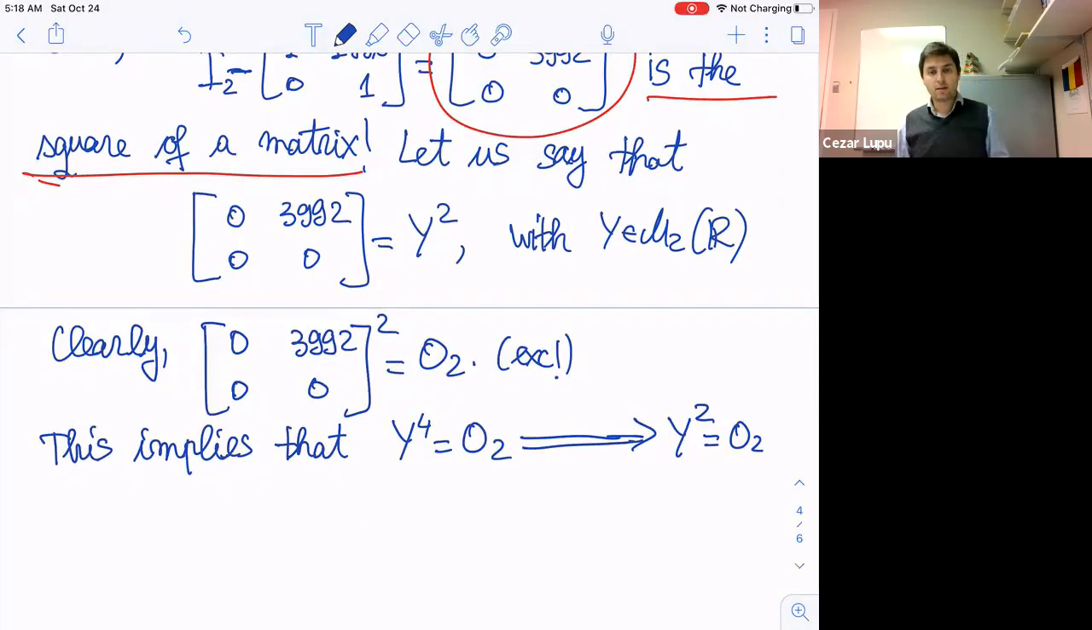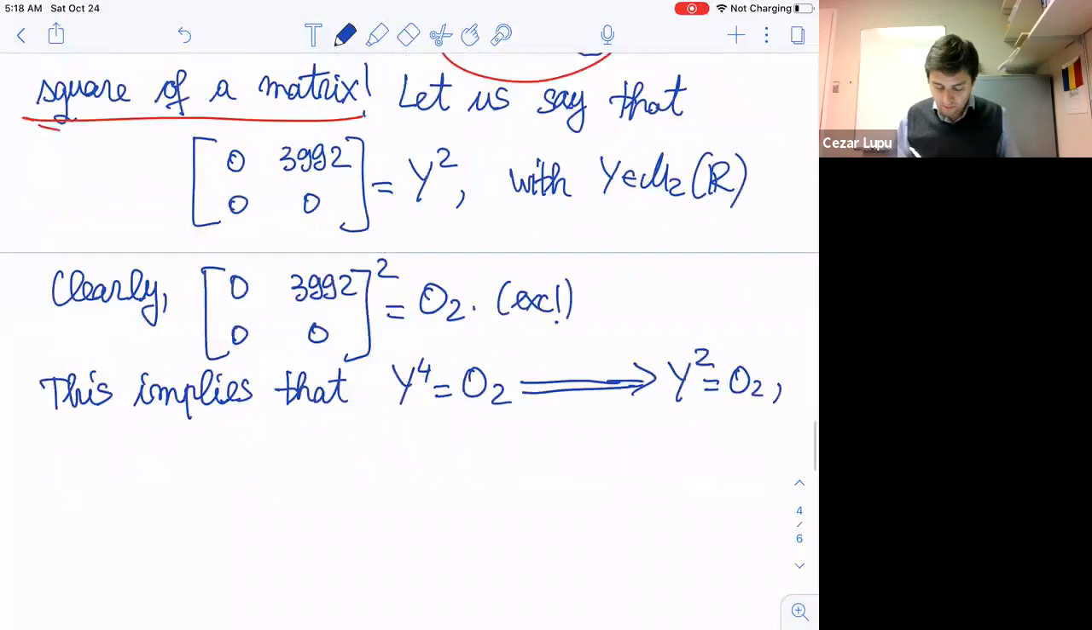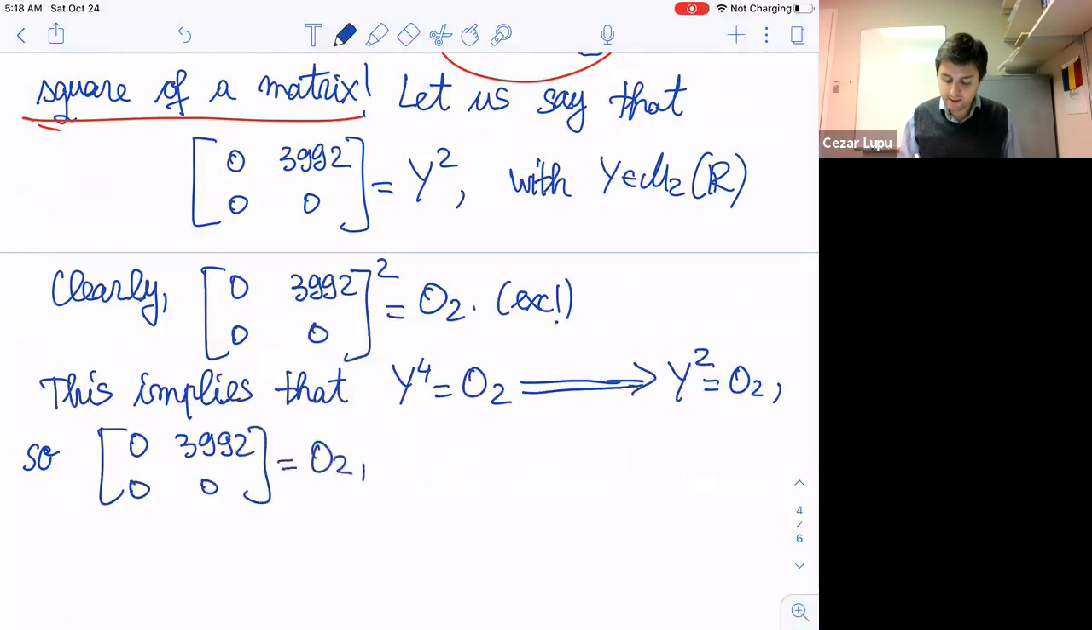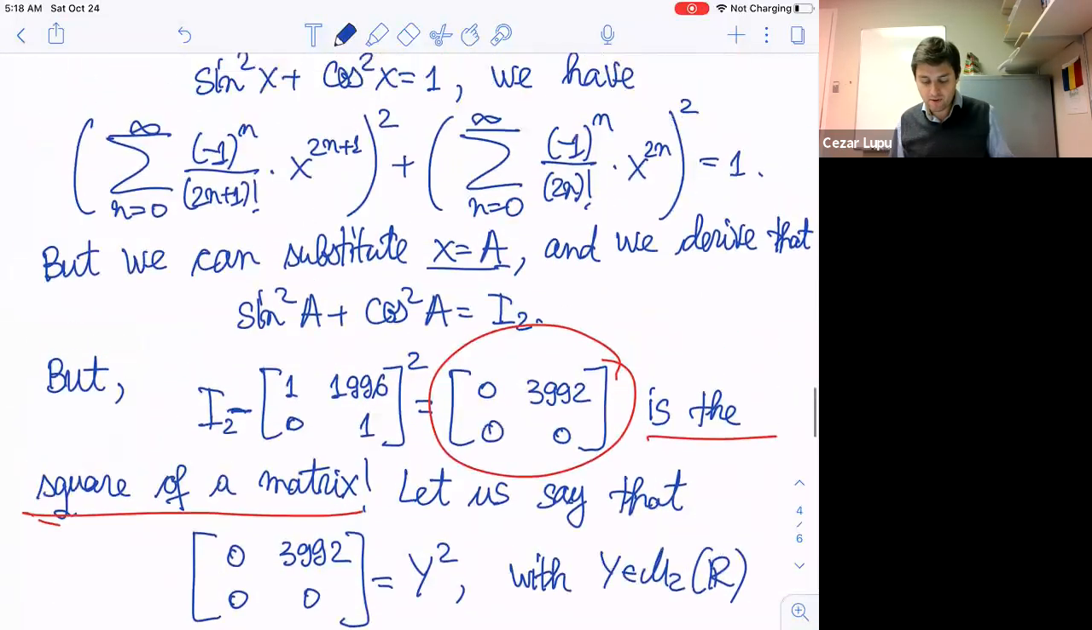Well, but guess what? This matrix is actually not 02, which is false. We got a contradiction, so there is no such matrix such that sine of A is that matrix with 1, 1996, 0, and 1. Well, it was a very easy problem, I would say.